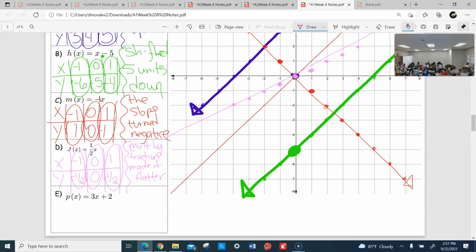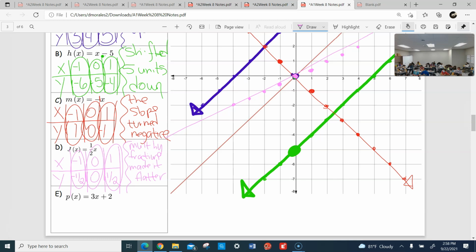Now what do you think that ×3 will do? Now we said multiplying times a fraction, like 1/2 or 1/3 or 1/8 or 2/3, anything smaller than 1, makes our line get flatter. But that 3 is definitely bigger than a fraction.